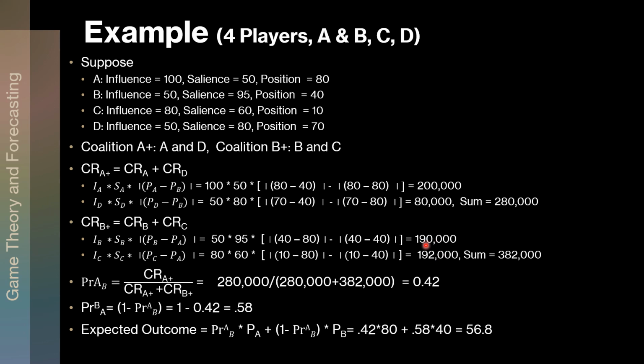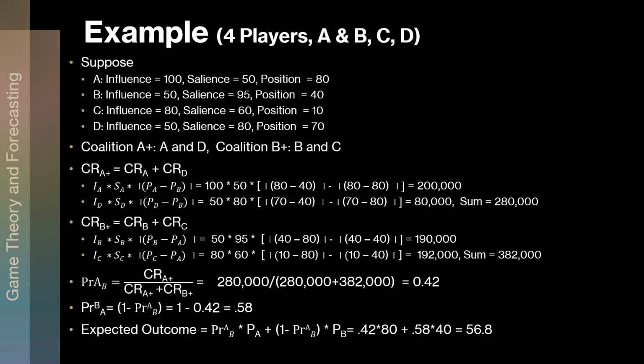And so we see that B, same calculations as before, is 190. C is 192,000, for a sum of 382. And now with these numbers, we just plug it in, turn the crank, and we get the probability calculation. We take the conflict resources of A plus, which was 200,000, and divide it by the sum of 200,000 plus 280,000, the conflict resources of A. And we sum the two on the bottom, 280 and 382, right there. And I hope that red dot's helping. We get a probability of 42% that A is going to prevail.